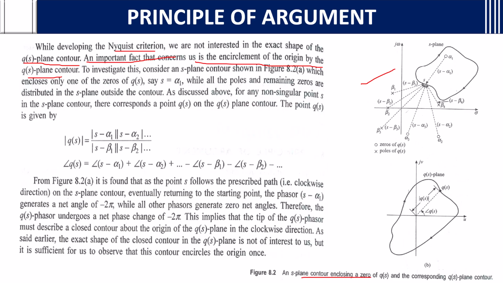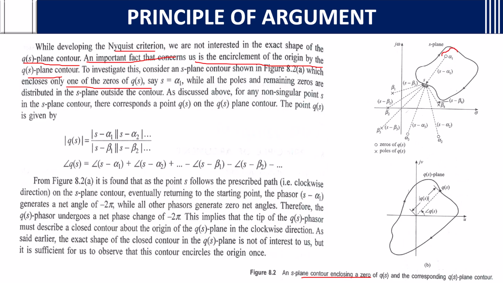The s contour enclosing a zero of Q(s) means it encloses only one of the zeros of Q(s), say s = α1. It encloses only one of the zeros, that is this one. These cross marks are poles. The round marks are zeros. So it is enclosing only one zero. It means the α1 here is present.